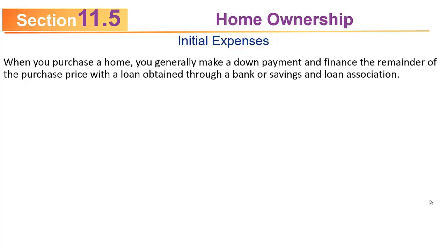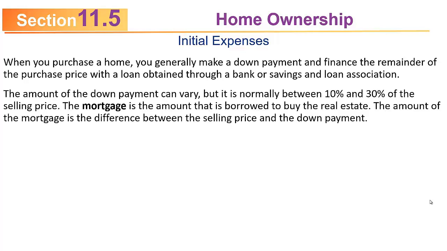When you purchase a home, you generally make a down payment and finance the remainder of the purchase price with a loan obtained through a bank or a savings and loan association. The amount of down payment can vary, but it's normally between 10 and 30% of the selling price. The mortgage is the amount that is borrowed to buy the real estate. The amount of the mortgage is the difference between the selling price and the down payment.